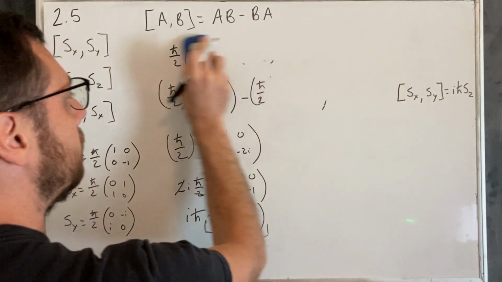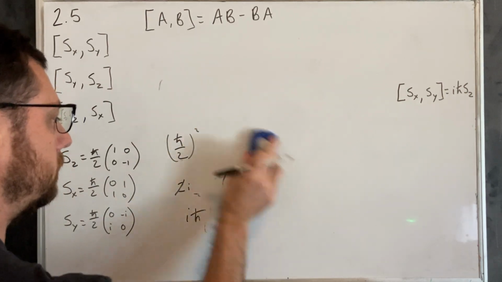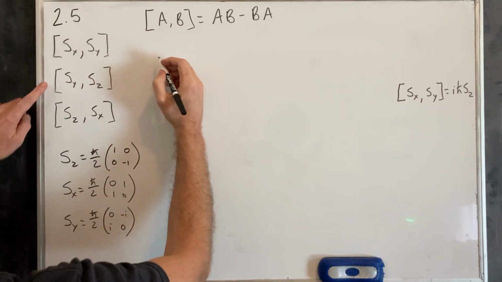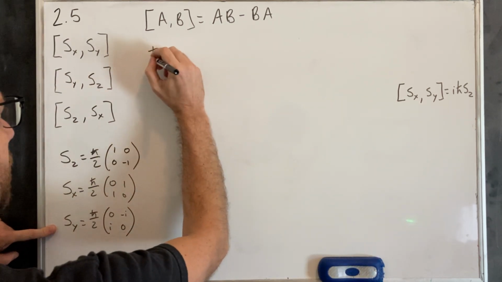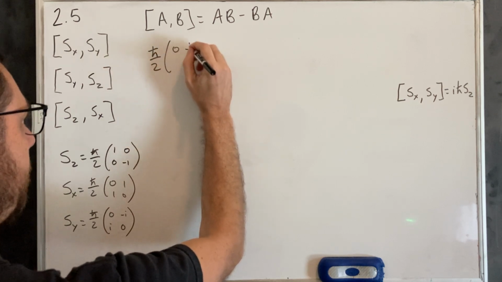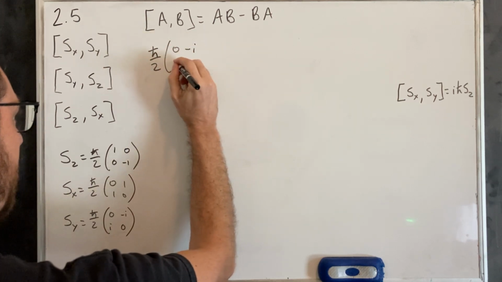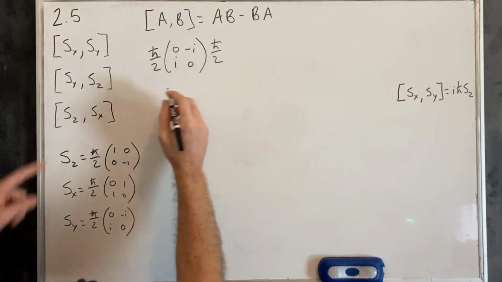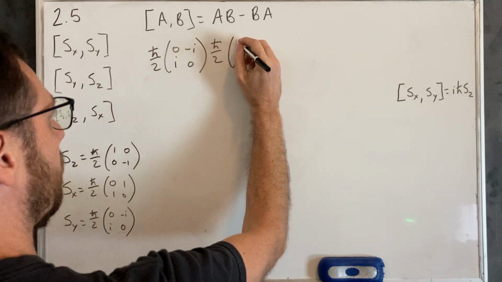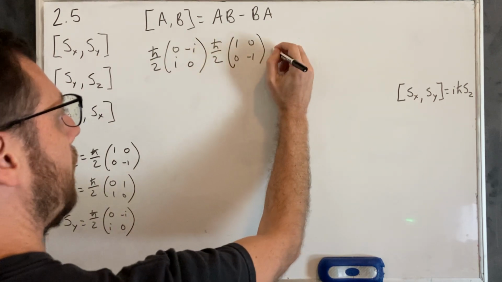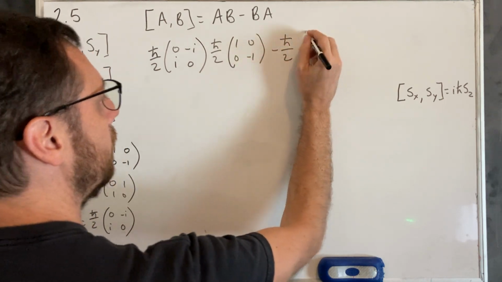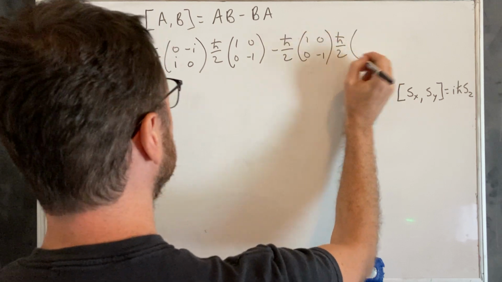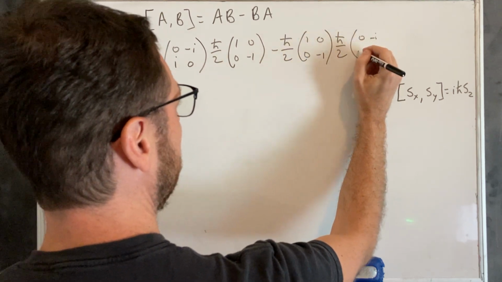So on to the next one. First two are pretty easy. Last one's a little bit trickier. All right, so here we have Sy, which is h bar over 2, 0, negative i, positive i, and 0. H bar over 2, we're doing Sz for this one. So that's 1, 0, 0, negative 1, minus h bar over 2, 1, 0, 0, negative 1, and h bar over 2, 0, negative i, positive i, and 0.